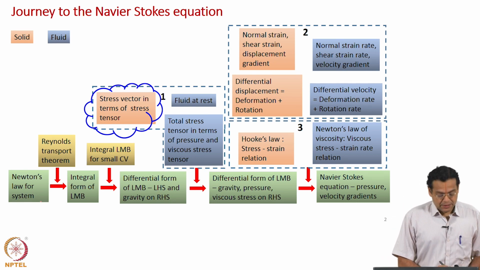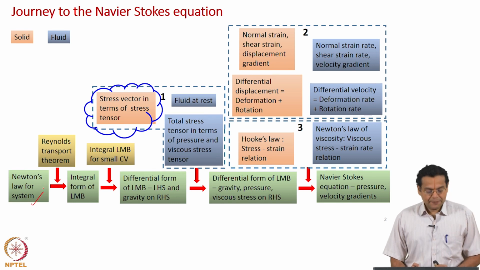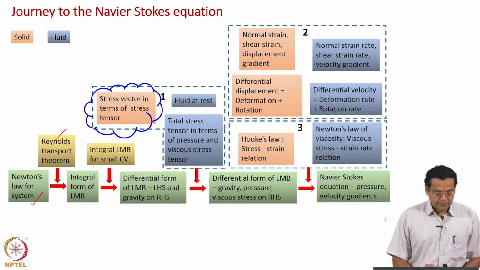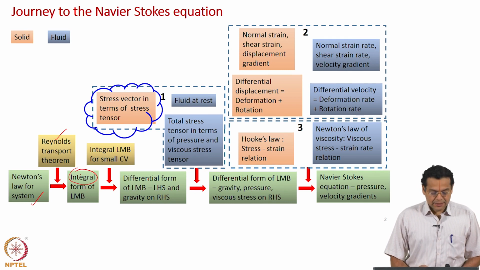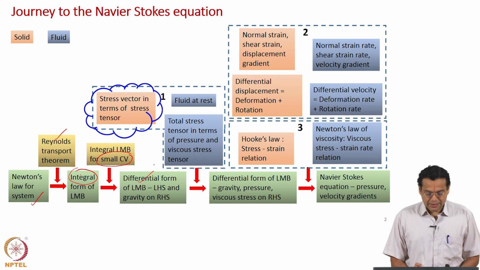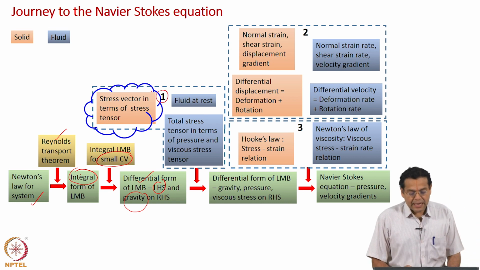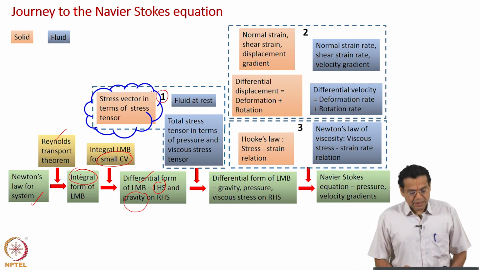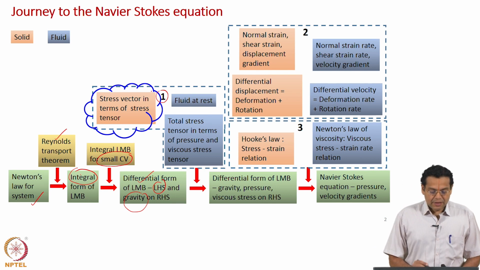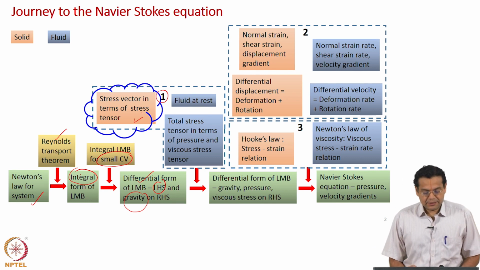we started with Newton's second law of motion, applied the Reynolds transport theorem and derived the integral form, applied that integral linear momentum balance for a small control volume, and derived the differential form of linear momentum balance, not in its entirety, but the left hand side and also gravity on the right hand side. Now we have surface forces to be included, and that is why we are entering this dashed box named 1. In that we are going to look at this particular section.